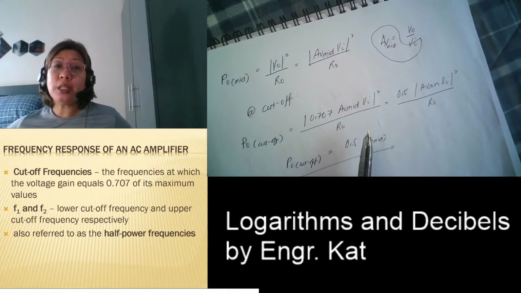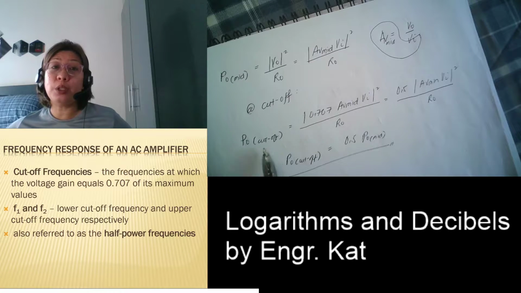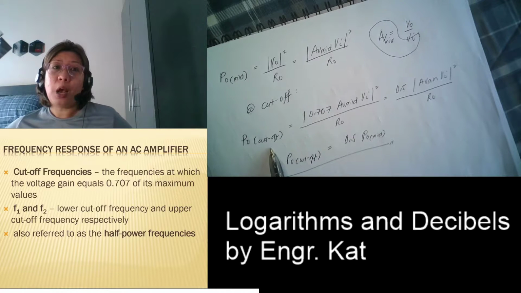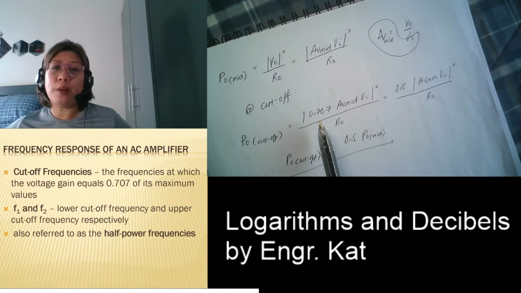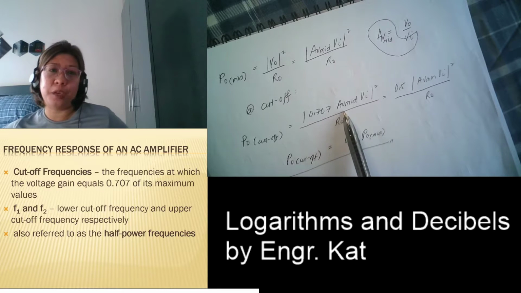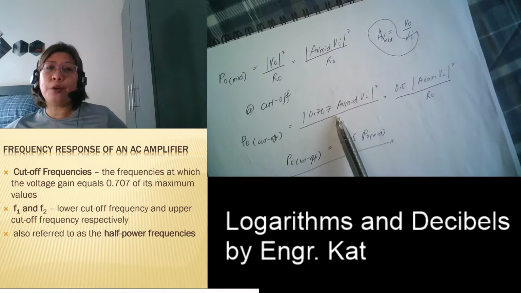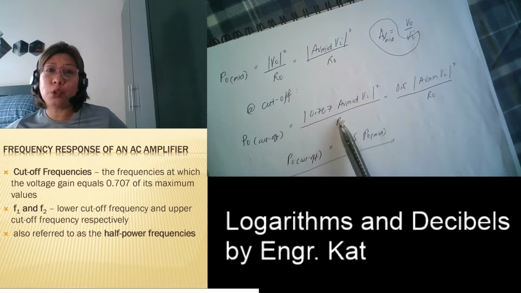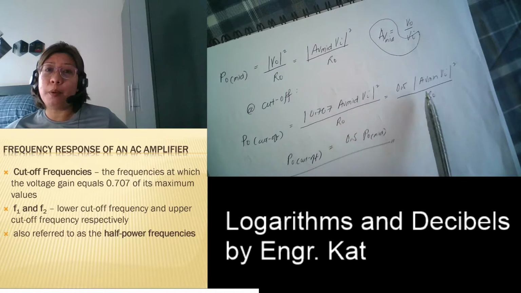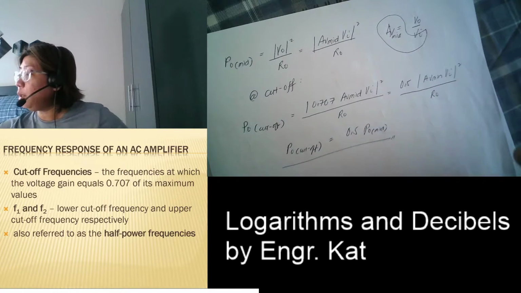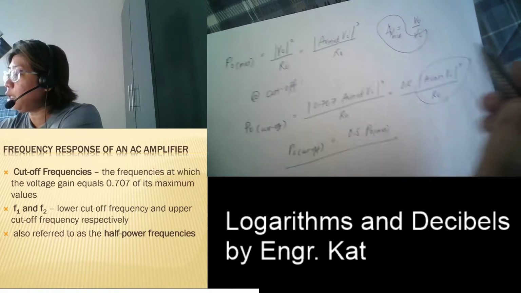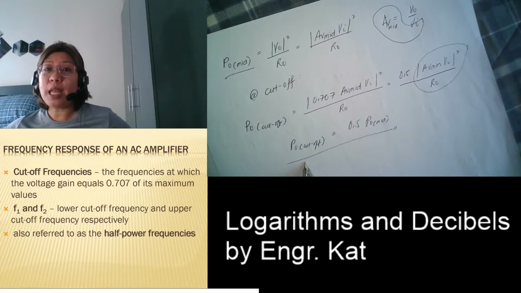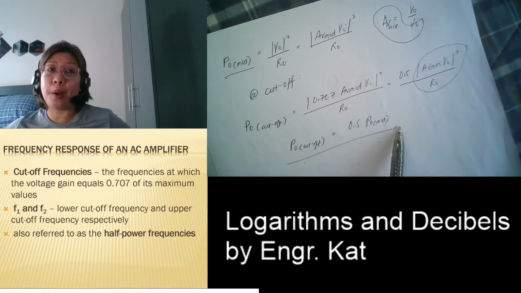Okay, so at certain cutoff frequency, so this is the power output at midband. What will be the power at cutoff? However, at cutoff, your gain is equivalent to 0.707 of your AV mid. Okay, so we square that. 0.707 squared will give you 0.5 of AV mid all over VI. So this AV mid all over VI is your PO at midband. Therefore, at cutoff, that is equivalent to 50% of your power at midband.